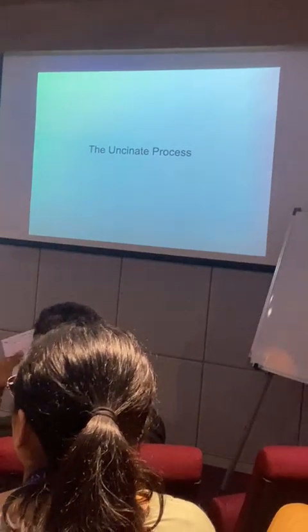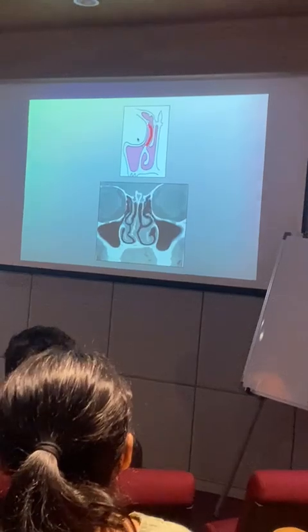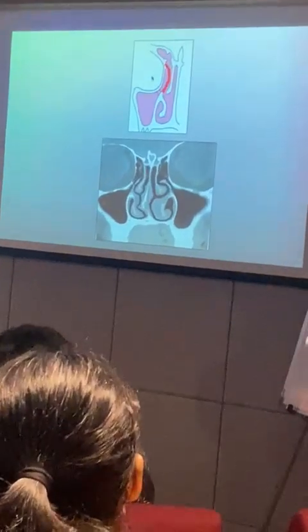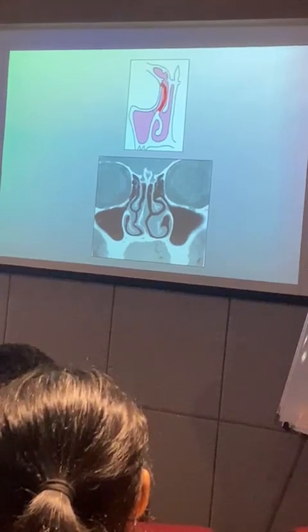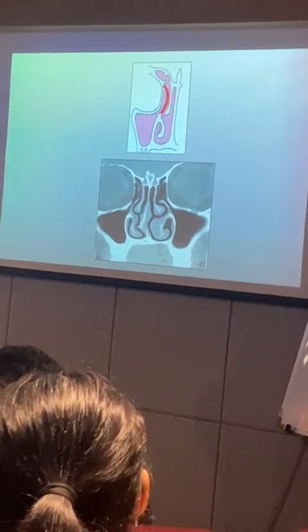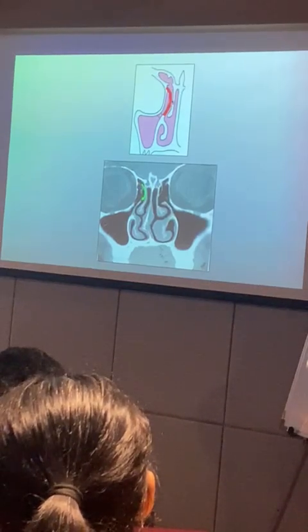So the uncinate process, we know, it's very clear, we know that there are multiple attachments. 80% of the attachments of the vertical part of the uncinate process is to the lamina papyracea. 80%. So that's the frontal outflow tract is medial to the uncinate.